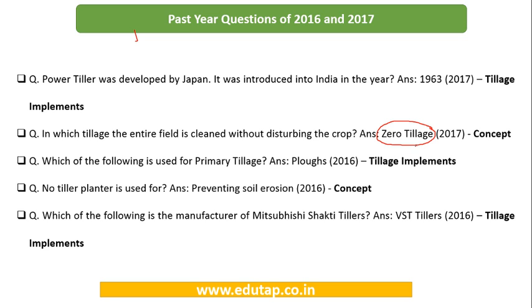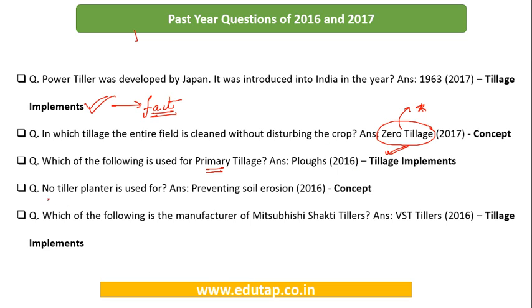So you can understand till now that there is a question which is related to the tillage implements. It is a very fact-based question, right? Then there is a question on the concept of zero tillage. Okay. Next, coming to the question, which of the following is used for primary tillage? Again, you can see they have asked a question on tillage implements. This particular question was asked in the year 2016.